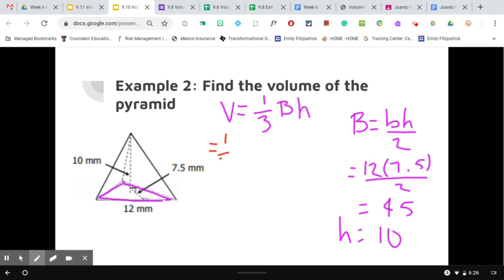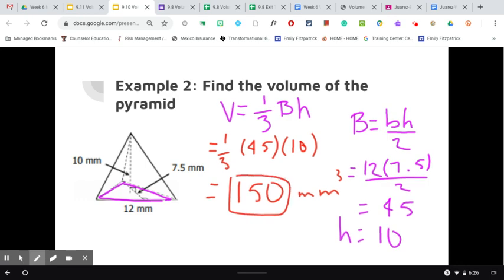So we get 1/3 times the area of the base, which is 45, times the height, which is 10. And we get 150. No decimal on this one, it was exact. Millimeters cubed. We just want the 150.